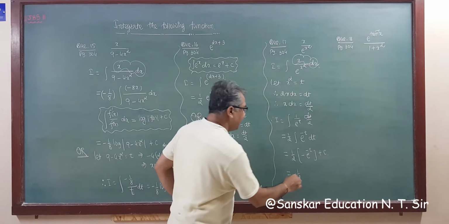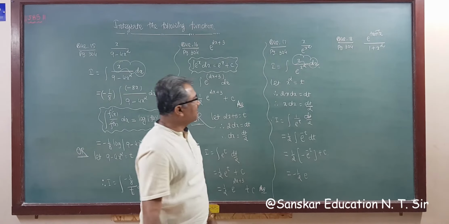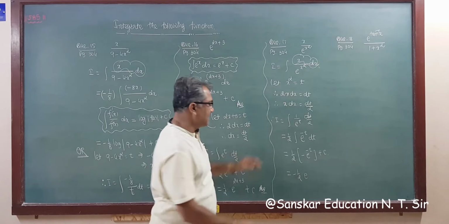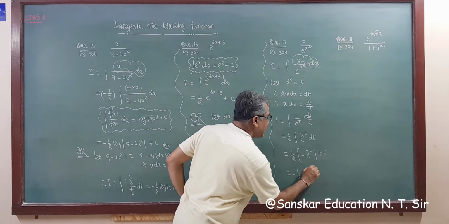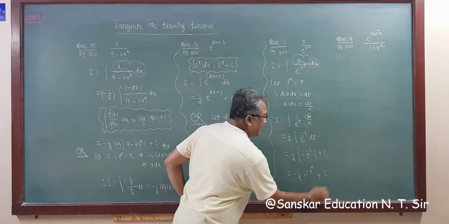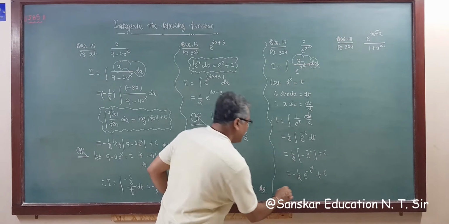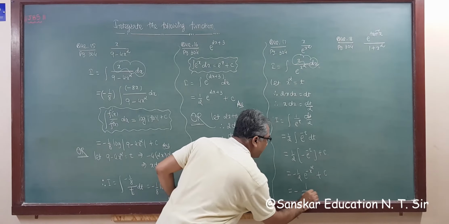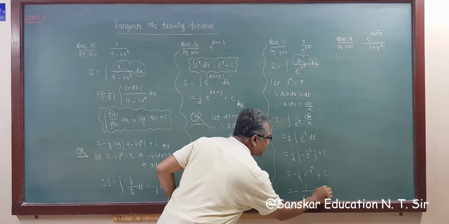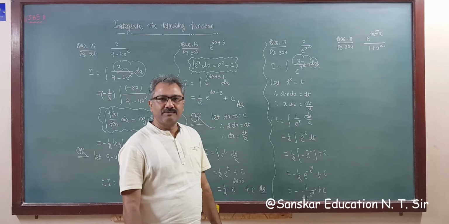Now e raised to minus t. Minus t means minus x square. So it is minus x square plus c. Either you can write it as minus 1 upon 2 times e raised to minus x square plus c. This is your answer. Got it?